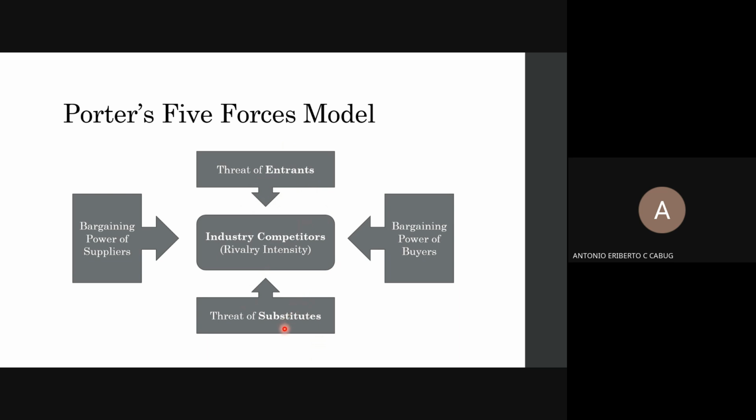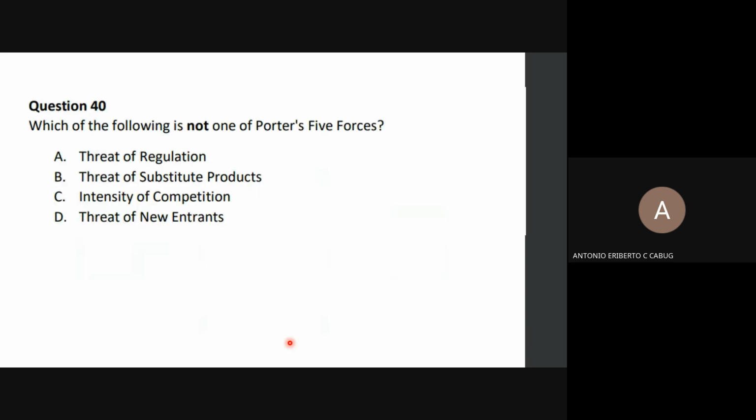For example, in the hospitality industry, hotels can also be considered threatened by the existence of Airbnbs, which are not hotels but can act as a substitute. Threat of entrance means it's really the same kind of service. Substitutes are not exactly the same but can act as a replacement for you. Please answer this one. Which of the following is not one of the five forces of Porter's model?